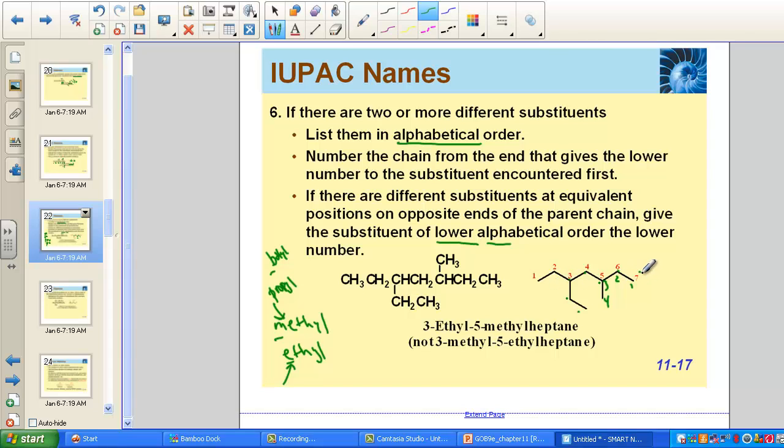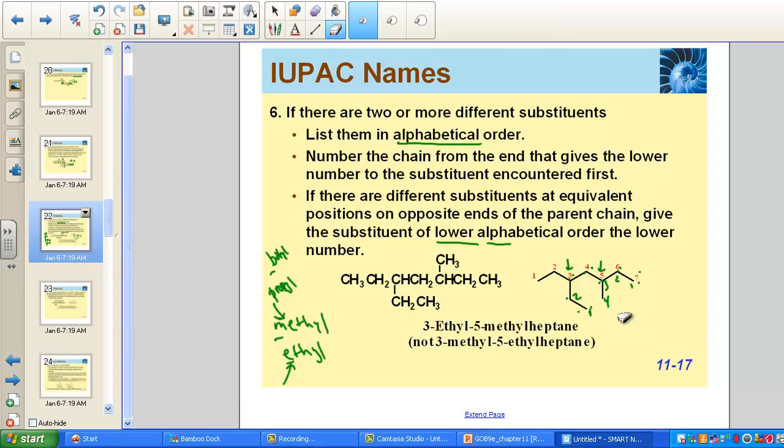If I had numbered this 1, 2, 3, 4, 5, 6, 7, we actually come up with the same name had we numbered this carbon number 1, 2, 3. So therefore, it really doesn't matter which carbon we call number 1. We're going to have a branch chain, an ethyl group coming off of carbon number 3. What else do we have? At carbon number 5, we have a branch chain.